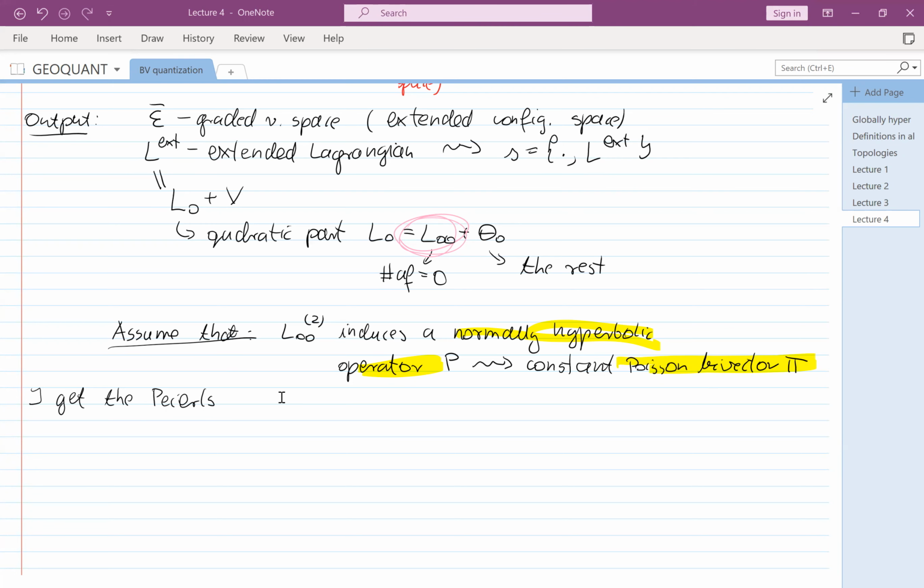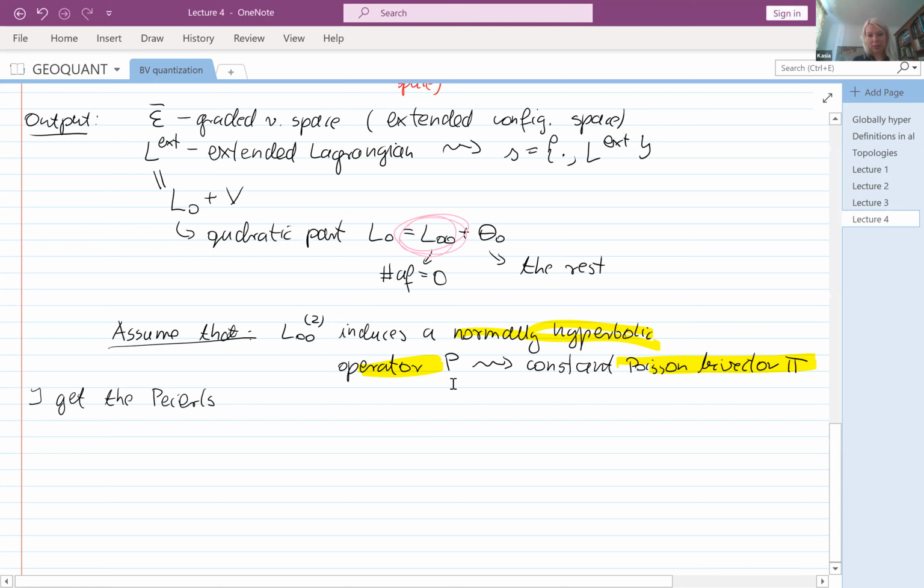Yeah, okay, sure. Let me then repeat what I wrote here. We assume that the zero order of the quadratic part of the Lagrangian induces a normally hyperbolic operator. Because this is the quadratic part, this operator doesn't depend on the point, doesn't depend on phi. This gives us a constant Poisson bivector, and using this constant Poisson bivector, we construct the Poisson bracket.